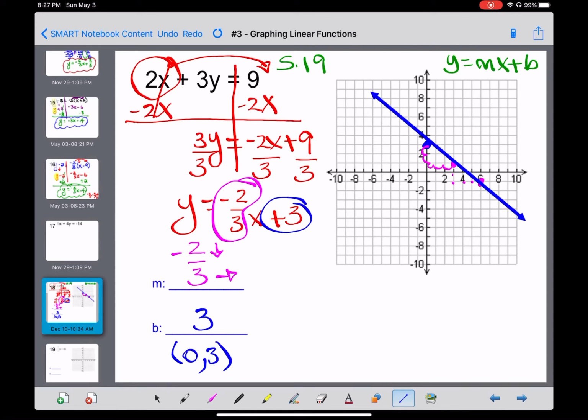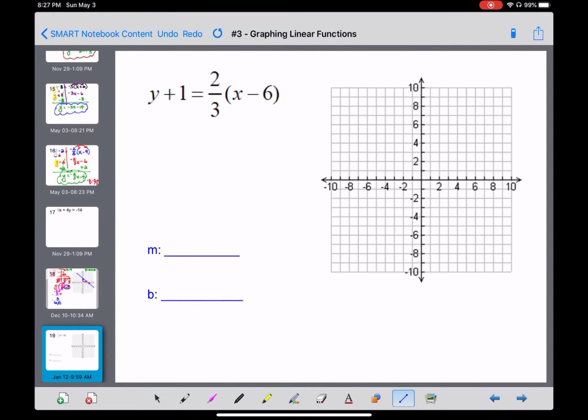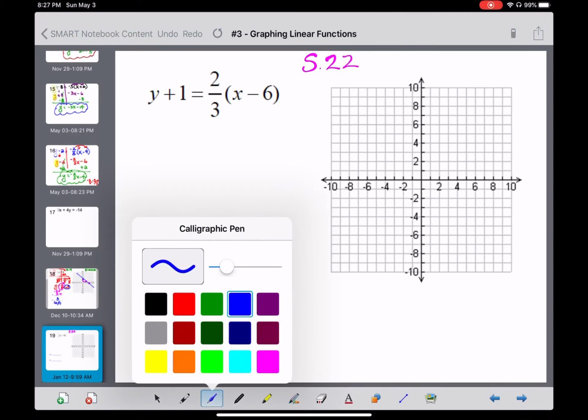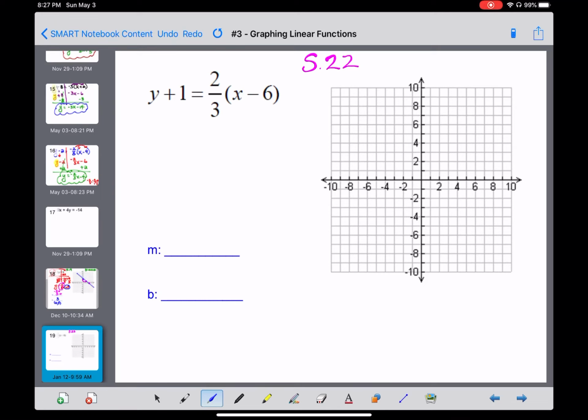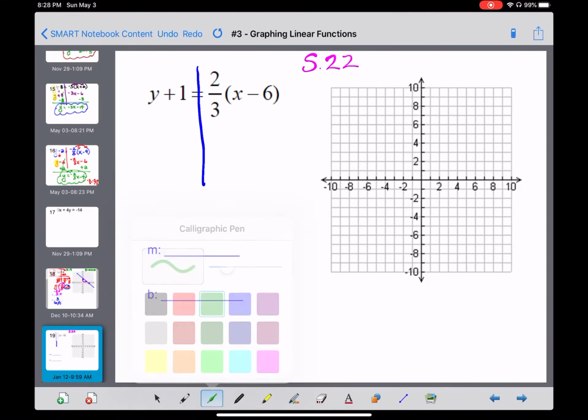Okay? All right, next one. This right here is the one for S22, which a lot of you did not do. I'm not even going to go there. Okay? Step 1, draw my line. Step 2, we're going to distribute.